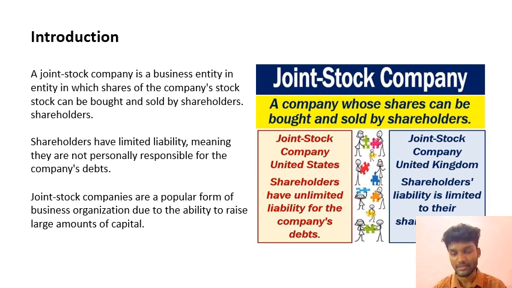They will get more profits when the company is in high profits, but they get lower risk when the company is in loss. That's what the joint stock company is about. Joint stock companies are a popular form of business organization due to the ability to raise a large amount of capital. Because the shareholders do not have much pressure when the company is in loss, but they can enjoy more profits when the company is in profit.